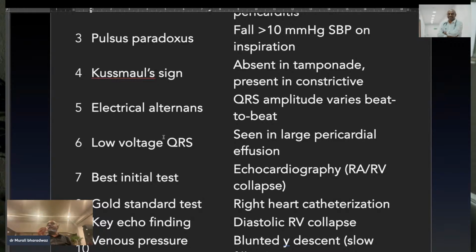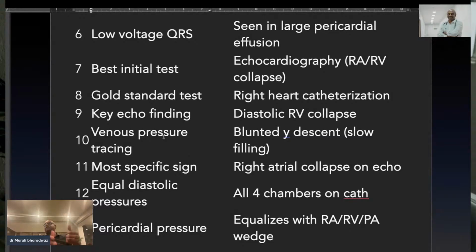Electrical alternans means the QRS complex will be small, big, small, big, small, big, because the waving fluid will cause the amplitude to alter. Also there is low voltage QRS, where overall all QRS complexes will be small in voltage. Best way to test for tamponade is echo, where you can see the RV diastolic collapse. Gold standard is catheterizing the right heart, then you can know the pressures inside the chambers of the heart.